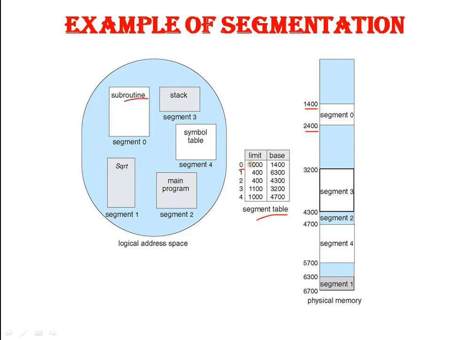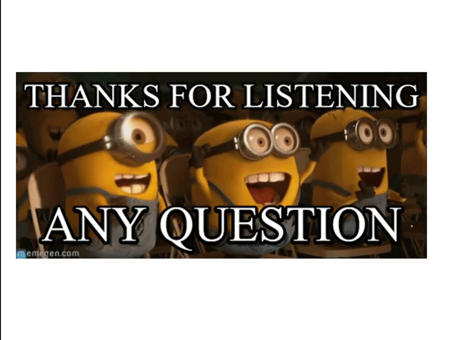Similarly, if I take segment 1, the base value is 6300 and the limit is 400, so 6300 plus 400 gives 6700. Similarly for segment numbers 2, 3 and 4. This is a simple example of the segmentation concept. Thanks for your patience listening.